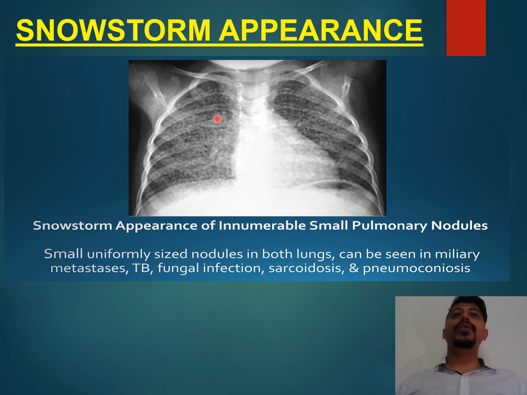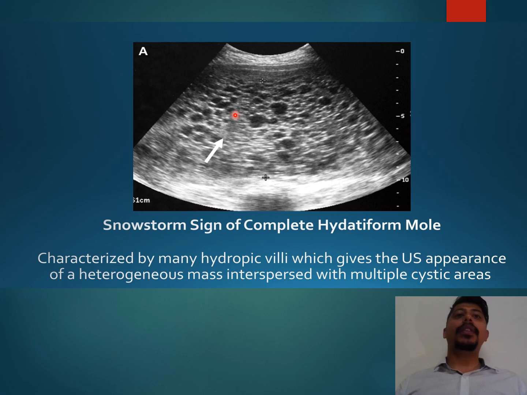Snowstorm appearance. So what is snowstorm appearance? Innumerable small pulmonary nodules can be appreciated on the chest X-ray. Small uniformly sized nodules in both lungs can be seen in miliary metastasis or miliary TB, fungal infections, sarcoidosis, and even in pneumoconiosis. So these are the snowstorm appearances. Snowstorm appearance can also be seen in complete hydatidiform mole. So these are the many hydropic villi which give the ultrasound appearance of a heterogeneous mass with multiple cystic spaces. On ultrasound we can appreciate multiple cystic spaces in complete hydatidiform mole. So this gives the appearance of the snowstorm sign.